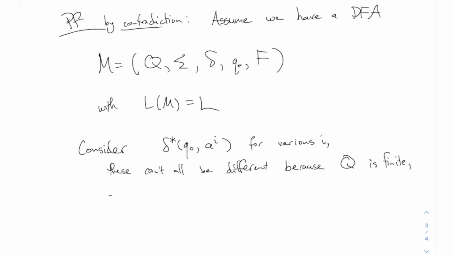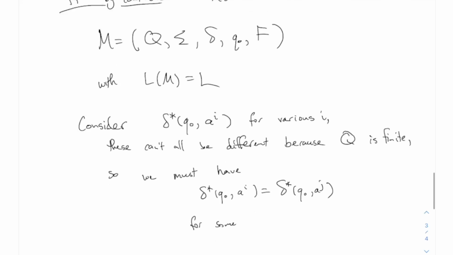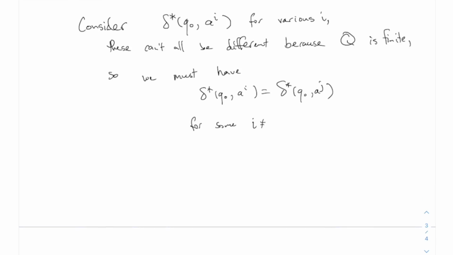So what that means is we must have delta star of Q0 and A^I is equal to delta star of Q0 and A^J for some I not the same as J. All right? They can't all be different, which means there has to be at least two of them that match up. In fact, infinitely many of them have to match up, but two is good enough for me.